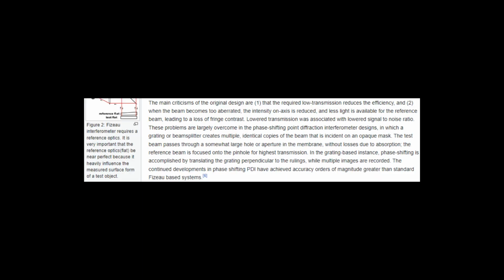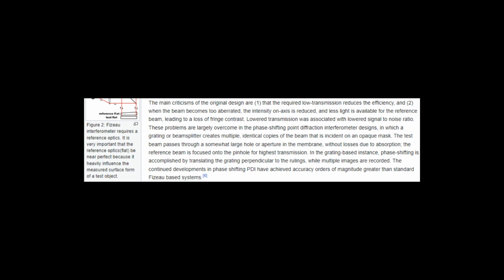The main criticisms of the original design are, 1. That the required low transmission reduces the efficiency, and, 2. When the beam becomes too aberrated, the intensity on axis is reduced, and less light is available for the reference beam, leading to a loss of fringe contrast. Lowered transmission was associated with lowered signal-to-noise ratio.